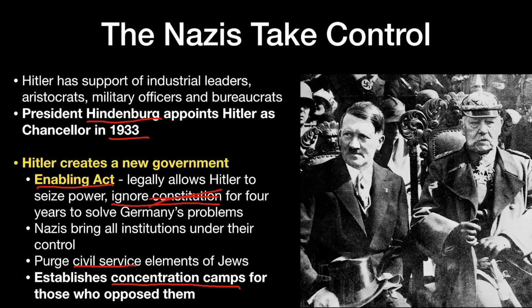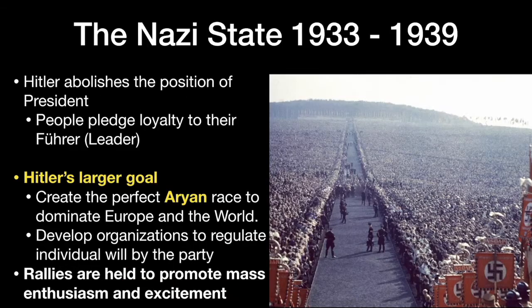All right, so Chancellor Hitler has made some pretty big sweeping changes here so far, but one of the biggest things that he does is he abolishes the position of president. So now there's no more president of Germany. Instead, people pledge their loyalty to their Führer, which essentially means leader. So he becomes the ultimate dictator leader of Germany, but he's not really wanting to stop there. But we'll get there momentarily.